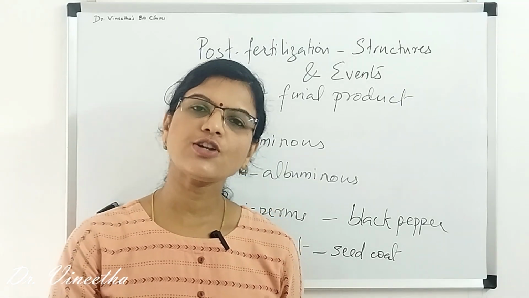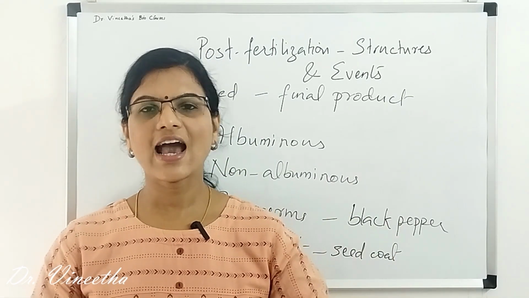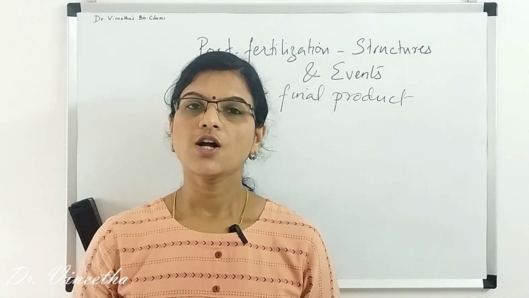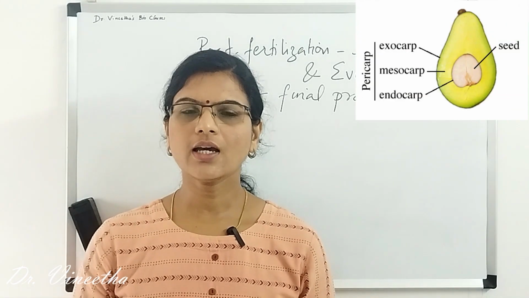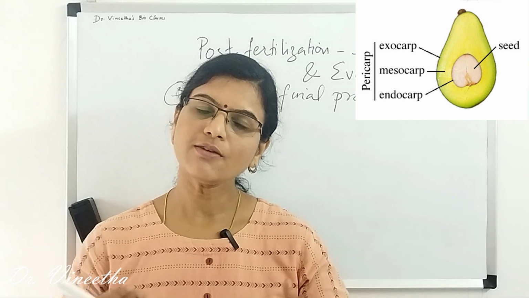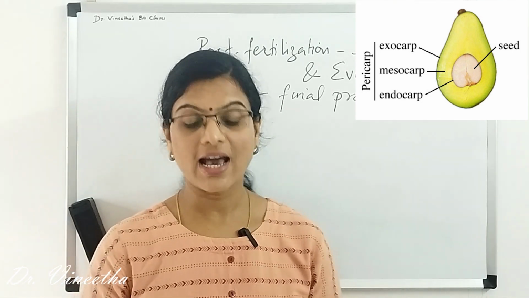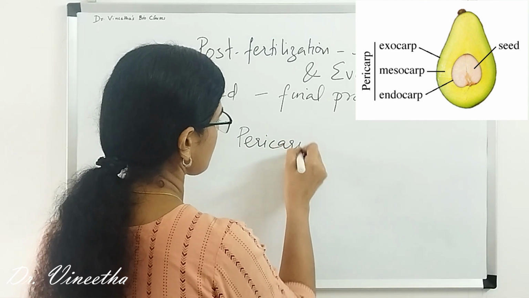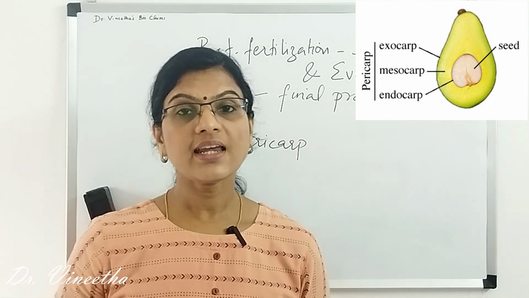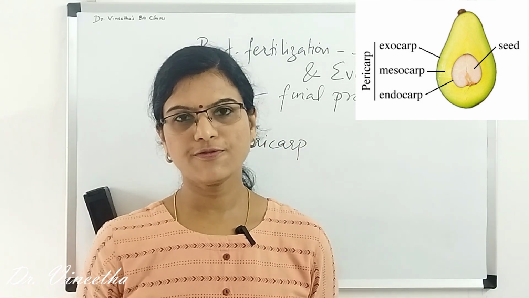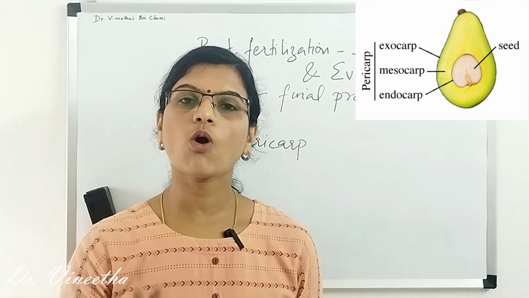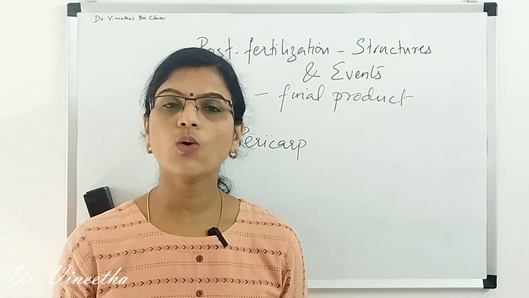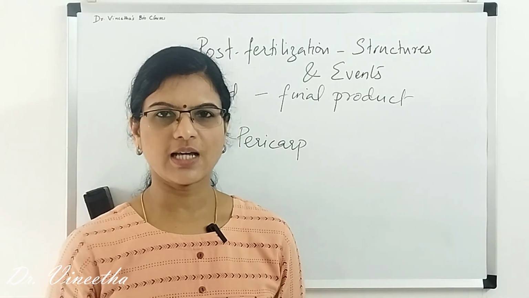The maturation of the ovule to the seed and the ovary to the fruit happens simultaneously. The wall of the ovary becomes the wall of the fruit as well, and that is known as pericarp. So pericarp is the wall of the fruit, which was initially the wall of the ovary. The fruit which is formed from the ovary can be of two types.